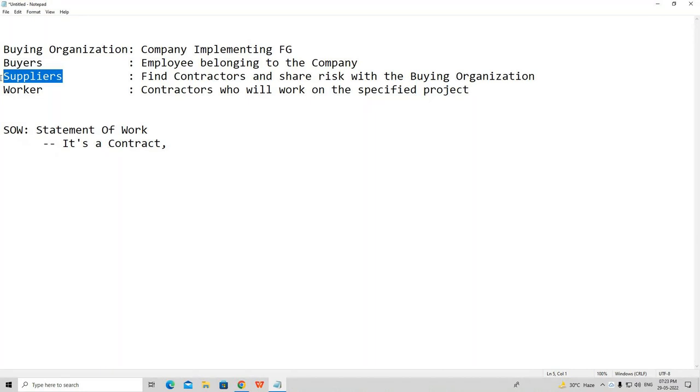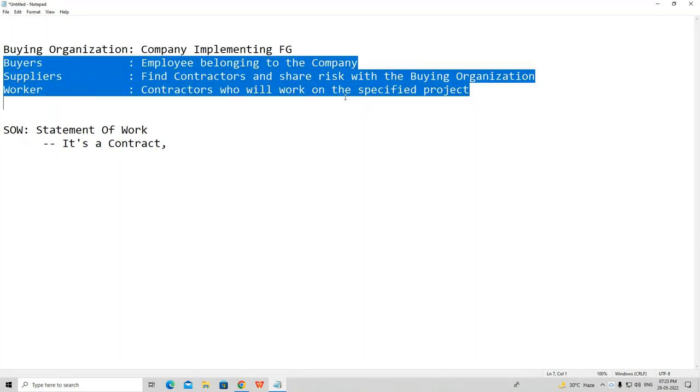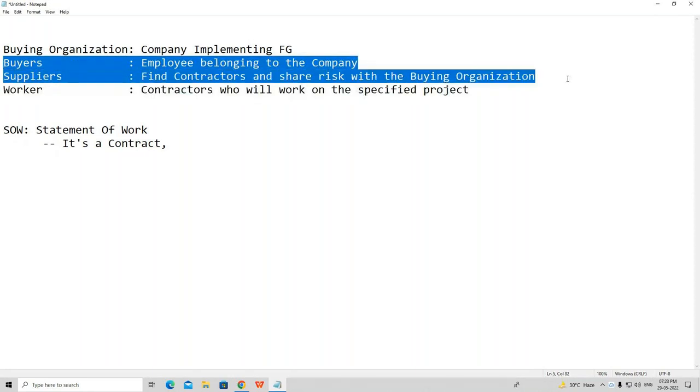All three. Buyers, suppliers, and workers. That's the correct one. Now, let us try to understand why is it so? Why buyers, suppliers, and workers, all three of them, are going to be present in the contract? Now, if it is between buyers and suppliers, what will happen?